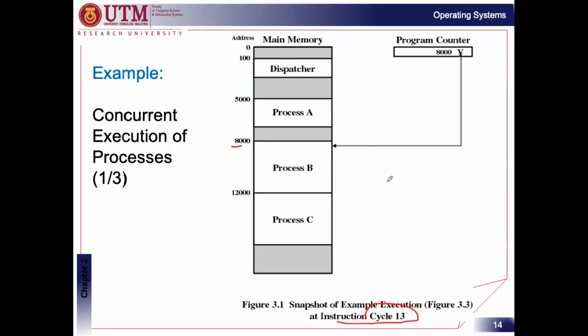Okay, so this is the scenario first. In main memory, the program counter is pointed to this process B. Sorry, pointed to this actually. The address held by the program counter is very important, because it will determine where to start.